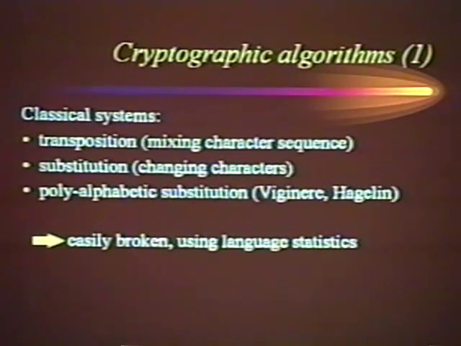Classical cryptographic algorithms use very simple mechanisms like transposition, which is a mixing of the character sequence. So suppose we like to send a word of 3 letters, we exchange the sequence of these letters. Substitution means changing one character by the other one. And polyalphabetic substitution means changing this substitution all the time. Each of these classical systems can nowadays easily be broken using language statistics.